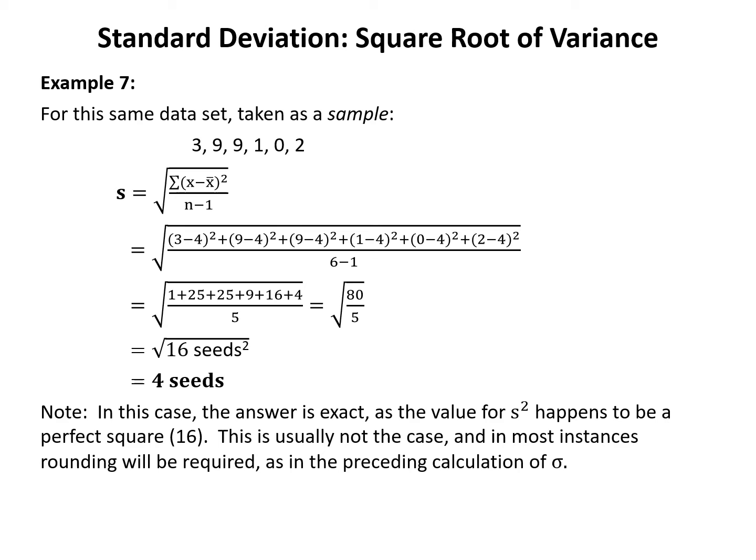Now note, in this case, the answer is exact. It's exactly 4, because it so happens that the value for S squared happens to be a perfect square of 16. Now this usually won't be the case, and in most instances, just due to random chance, rounding will be required, because the number that we'll be taking the square root of won't be a perfect square, as was the case in the preceding calculation of sigma.